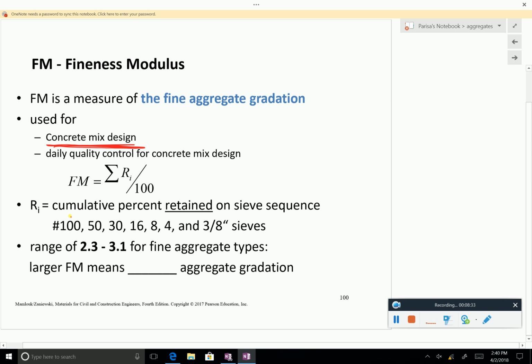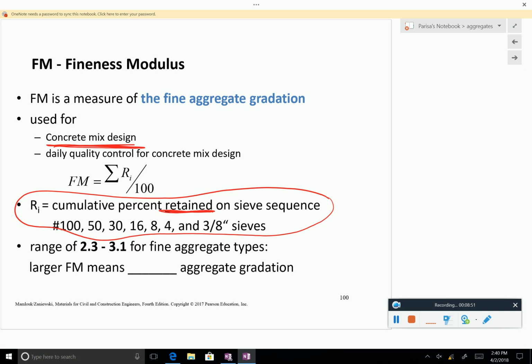And it is the cumulative percent retained on the sieve sequence. You have the sequence numbers. So basically, whatever is retained in percentage on these sieves, you sum it up, divide by 100, and you get a number between 2 and 3, and that's called the fineness modulus. Question: if it is larger, is your material finer or coarser?